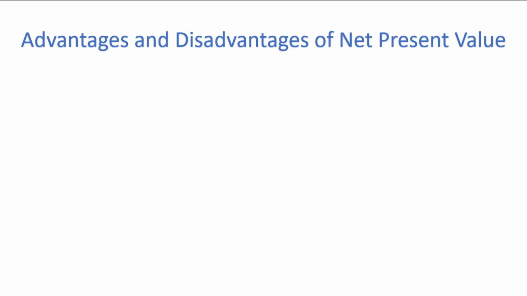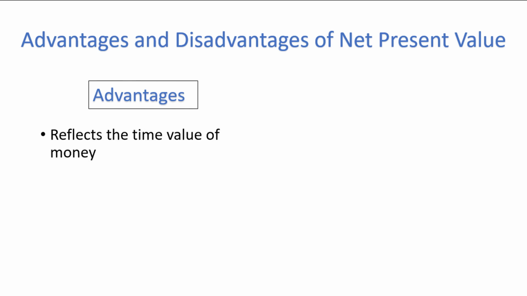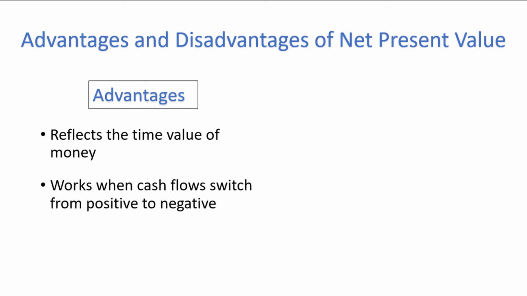Okay, now that we have talked about how to calculate net present value, let's look at the advantages and disadvantages of using it. First, for the advantages. Net present value reflects the time value of money, which generally makes it a more rigorous and accurate method than some of the other capital budgeting methods that we looked at that ignore the time value of money. Net present value also functions just fine when cash flows in a period switch from positive to negative, which we will see is not the case for the next capital budgeting method we will look at, the internal rate of return.